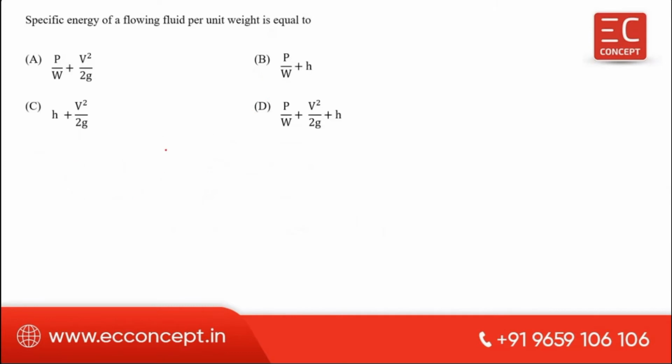Okay. Next one. The specific energy of the flowing fluid per unit weight. Specific energy, we know that H plus V square by 2G. This is a simple question. The specific energy is equal to H plus V square divided by 2G. This is the pressure head. And this is the velocity head.